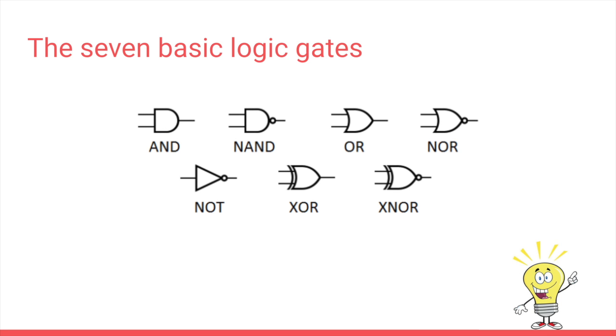Here you can see the 7 basic logic gates. They are AND, NAND, OR, NOR, NOT, XOR, and XNOR. Now we will see the results from part 1, 2, and 3, where we use different IC numbers and the type of logic gate.